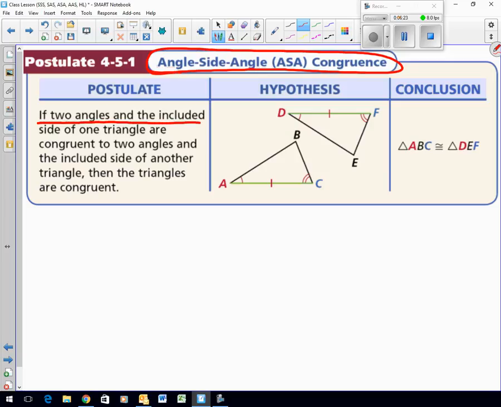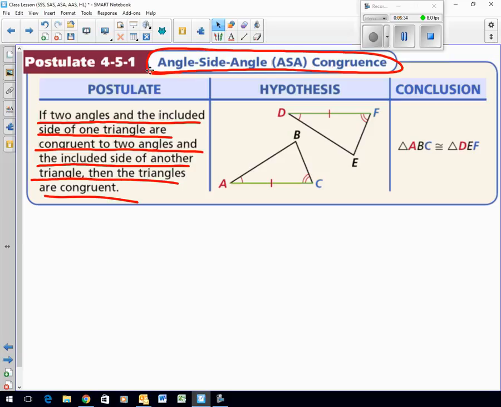If two angles and the included side of one triangle are congruent to the two angles and the included side of another triangle, the triangles are congruent. So we have side angle side with an included angle, and then we have angle side angle with an included side.